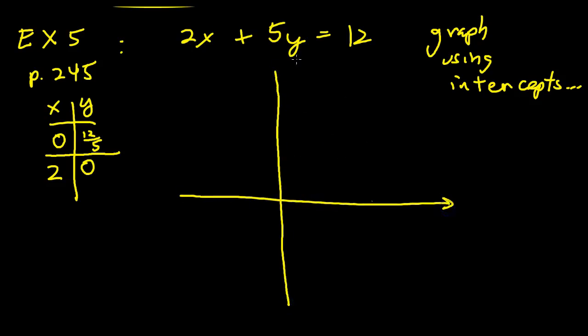Y-axis, x-axis. If x is 0, y is 12/5. Well, 12/5, 10/5 is 2, right? 15/5 is 3. So this is going to be 2/5 of the way between 2 and 3. I'll put it right here on the y-axis.